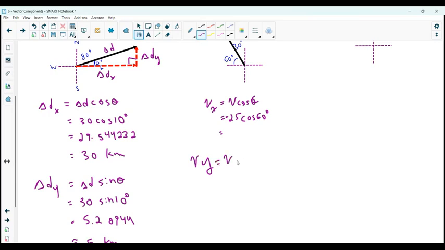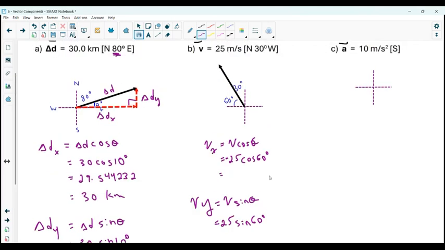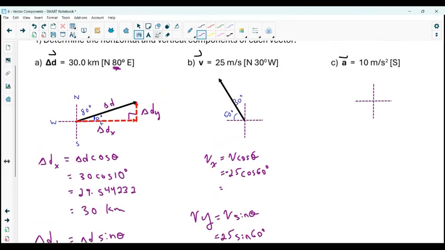Vy is going to be V sine theta. So we say that's, and this one's positive, right? It's going up. We say 25 sine 60 degrees. And if I want to actually draw what those look like, again, I can put my vectors on here. Let's draw my component vectors. Here's my x component. We notice it's going in our negative direction. My y component, we notice it's going in our positive direction.